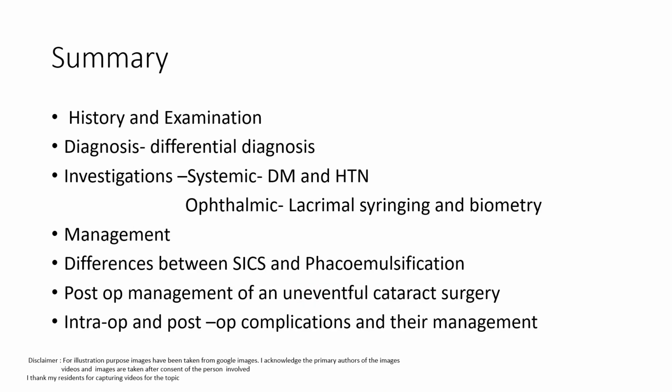So in summary, you will have to give a complete history, do a complete examination, and give a proper diagnosis. The examiners are looking at whether you're eliminating the differential diagnosis for gradually progressive loss of vision and then arriving at the diagnosis of cortical cataract or nuclear cataract. Investigations: please remember systemic to rule out diabetes and hypertension, and ophthalmic for lacrimal syringing and biometry. These are important. Management: write it on your case sheets, don't miss it, and you need to know the differences between SICS, small incision cataract surgery, and phacoemulsification.